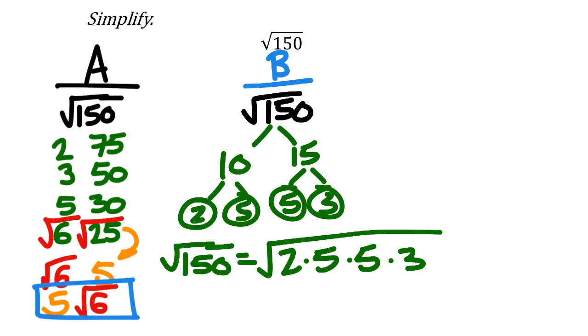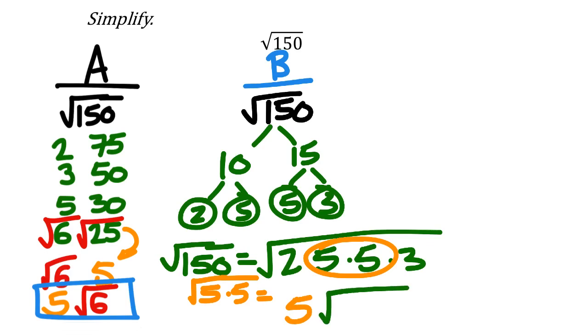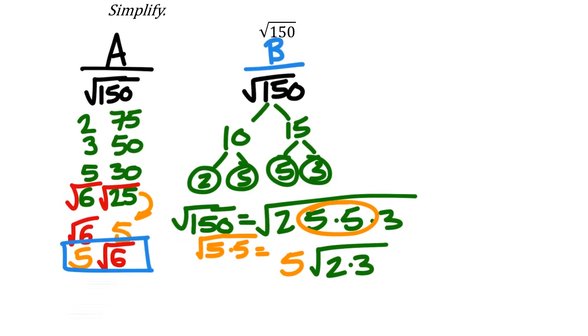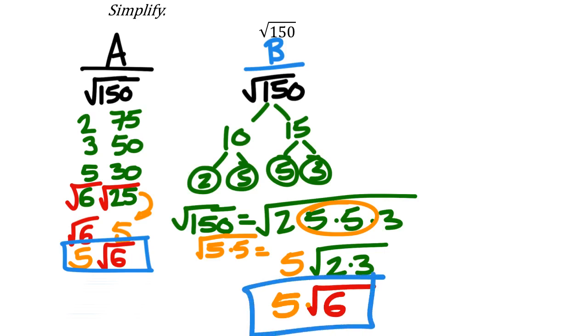Now, again, for square roots, we're looking for pairs of values that are the same, which is these 5s. So the square root of 5 times 5 is just 5. All right, well, then we would have the square root of 2 times 3 as well, because we didn't find any pairs to work with the 2 and 3, so that ends up being just the square root of 2 times 3, which is 6. So we end up with 5 times the square root of 6. Same answer, different method, although they are kind of similar.